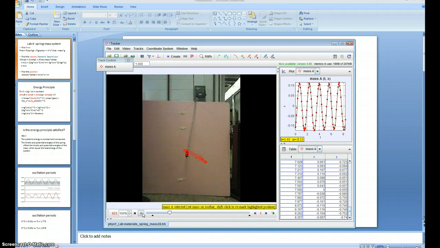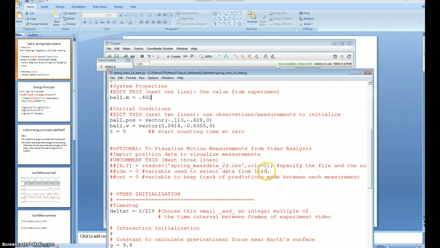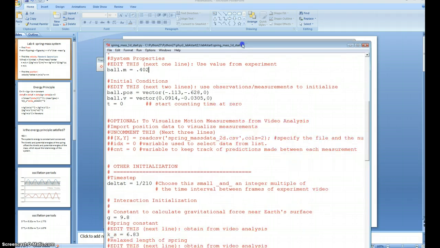by following the motion of the spring in the video and the mass that's attached to it. We then uploaded that into an Excel spreadsheet, and then later in the lab we would predict the motion using our Python code. Few things we needed first in order to run the code.